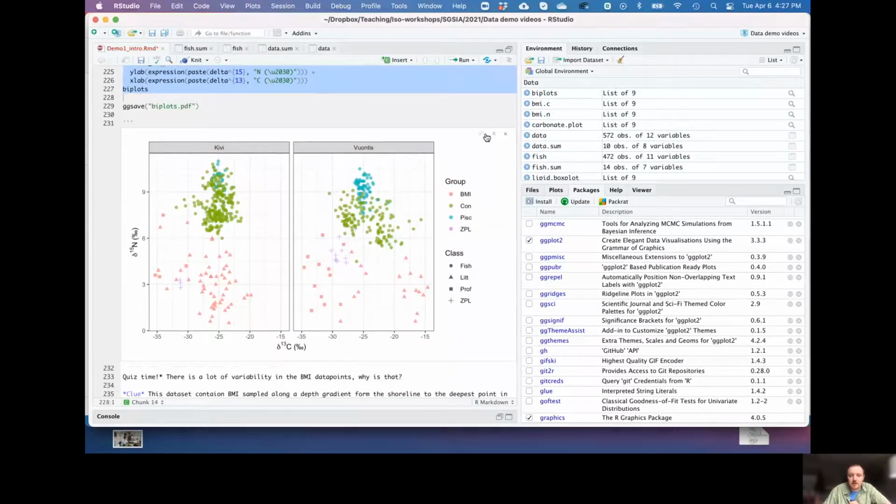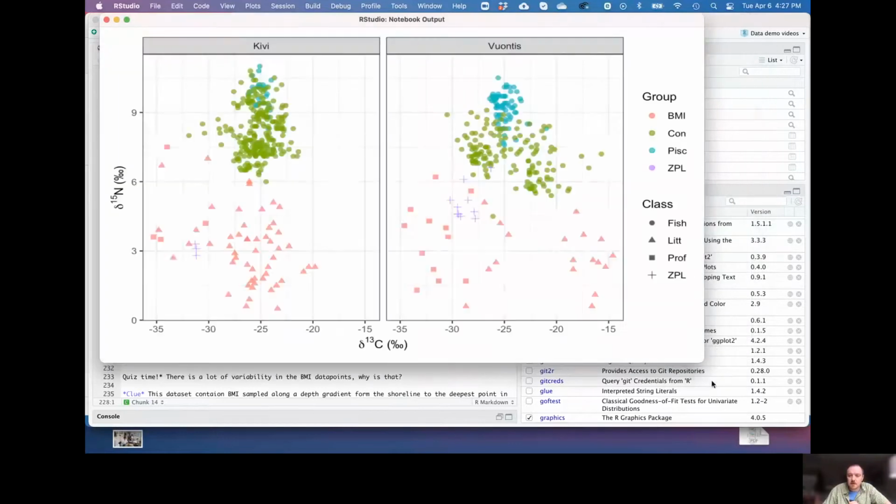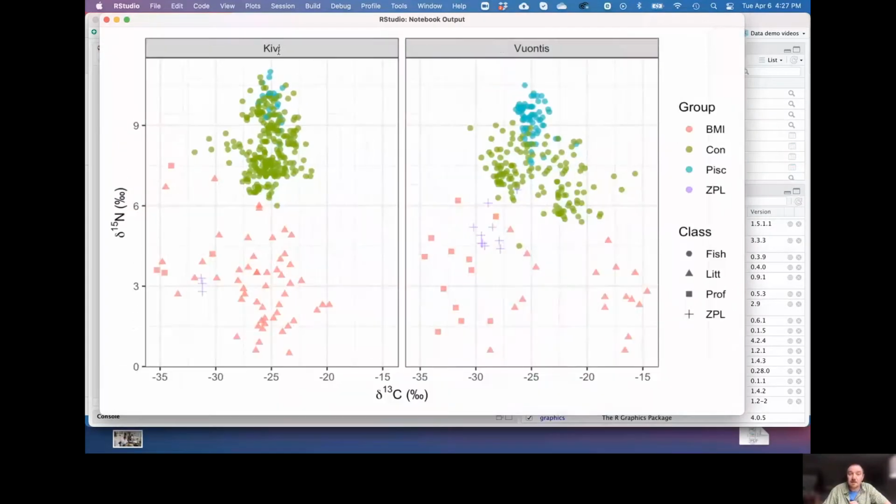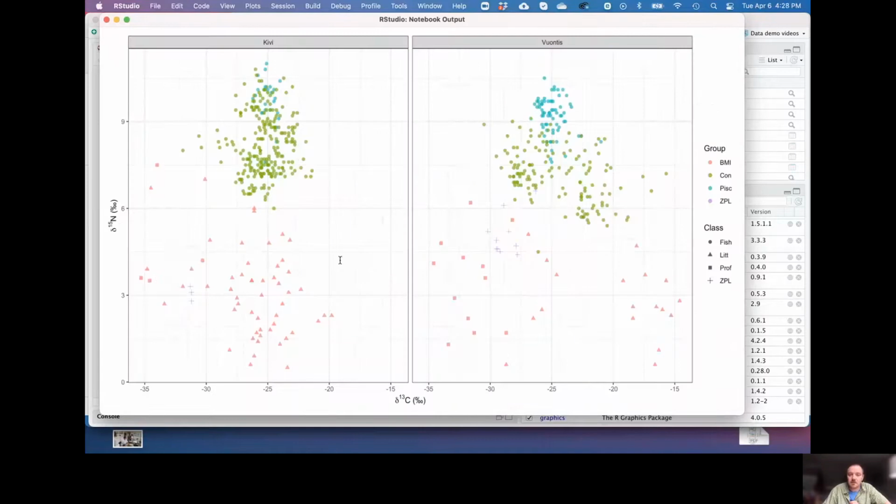Okay, so the first thing we see is we've got all our data here and it's split. This is the faceting. We split the figure into two plots using the facet, and on the left hand side we've got Lake Kivi, and on the right hand side Lake Vuontis. We can see some zooplankton here, these purple colored squares. We've got lots of invertebrates, the red triangles and squares down here, separated out by littoral, shallow water ones over here, and profundal, deeper water ones over there.